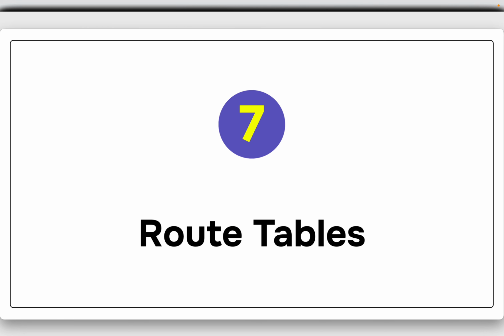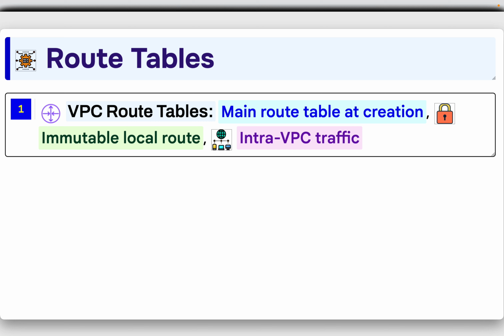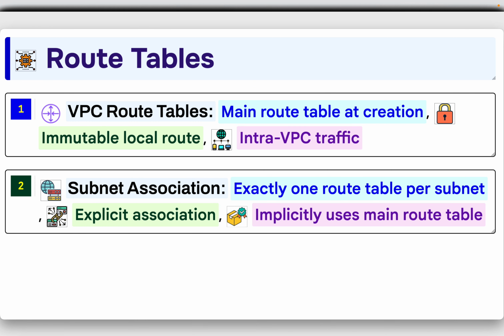Seventh topic is route tables. When you create a VPC, a main route table is created automatically. It contains an immutable local route that handles all intra-VPC, that is within VPC, traffic. Each subnet is associated with exactly one route table. You can make an explicit association or the subnet implicitly uses the main route table.